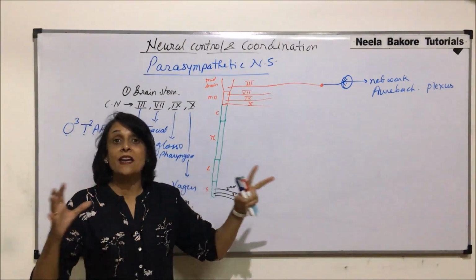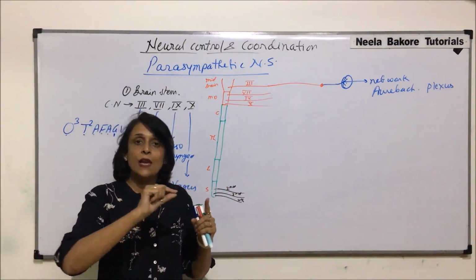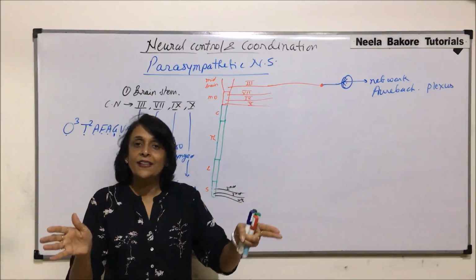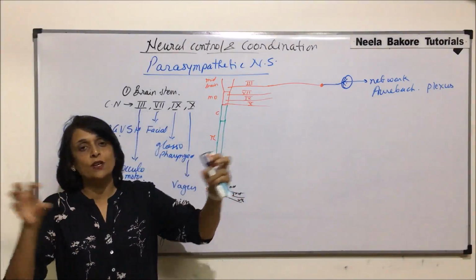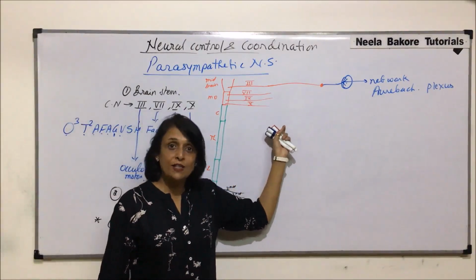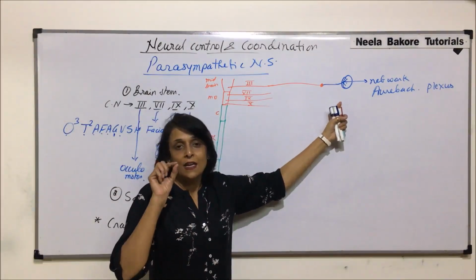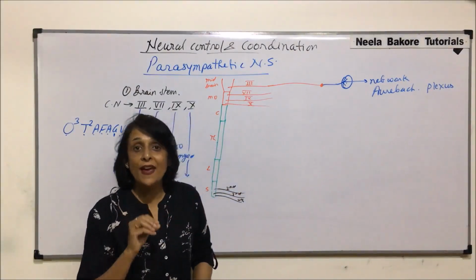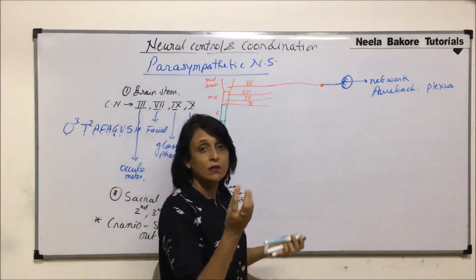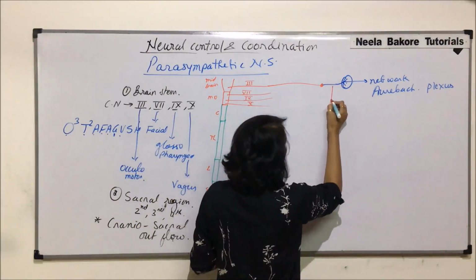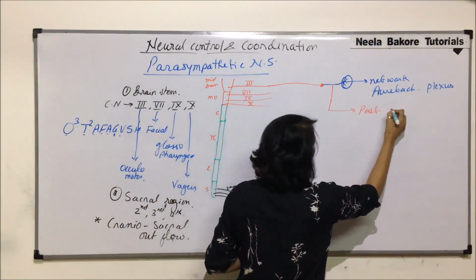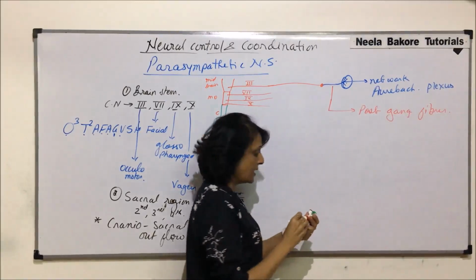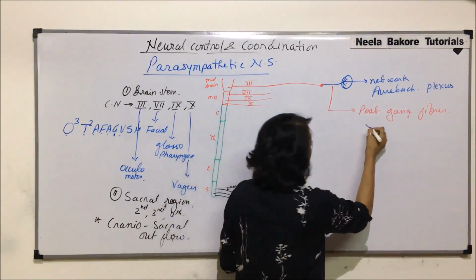Sympathetic nervous system has widespread effect because postganglionic nerve fiber is very long. When it is reaching the organ, it is already divided into branches. Each branch is going into different parts. So effect is widespread. Here, the postganglionic fiber emerges and enters into the organ. So its effect is very local or limited. So this is the postganglionic fiber. This system has limited effect.